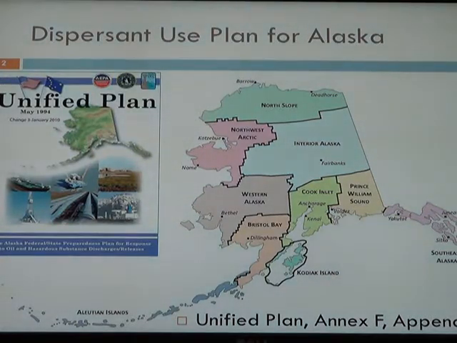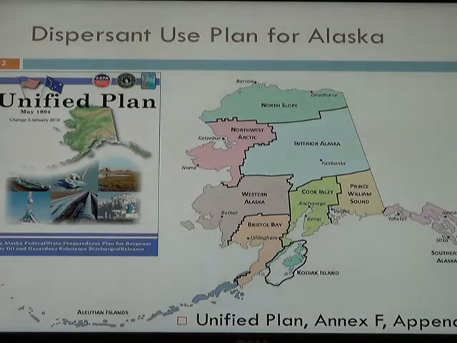Contingency planning. In Alaska, we have a combined federal and state preparedness plan for response to oil and hazardous substance discharges and releases, also known as the Unified Plan. The Unified Plan gives general guidance for pollution response throughout the whole state of Alaska, and as you can see on this slide, the state is divided into 10 sub-areas. And there's a plan for each of those sub-areas with geographically specific guidance on pollution response for that individual area.